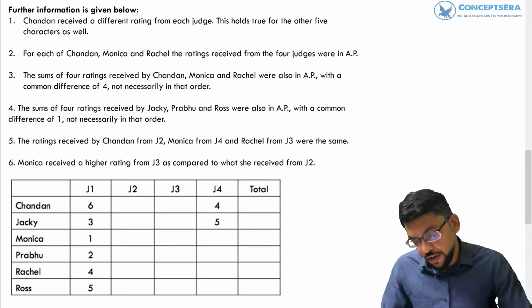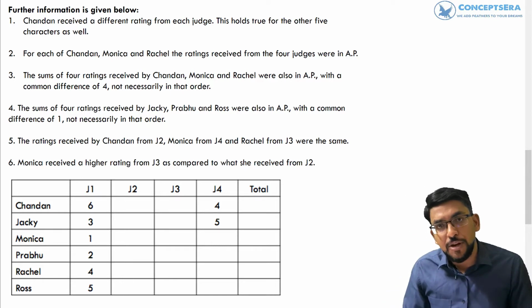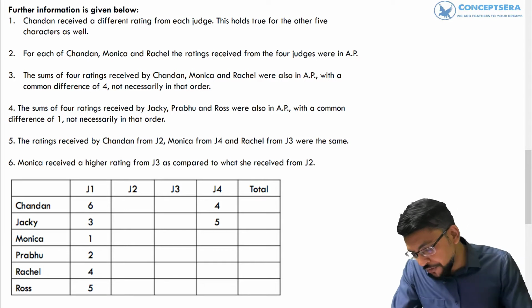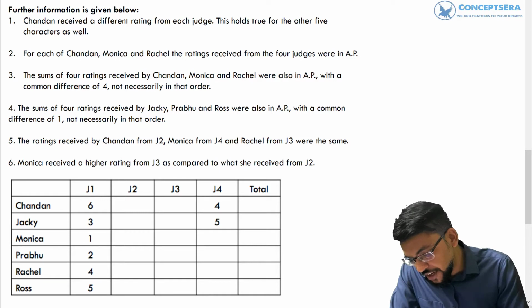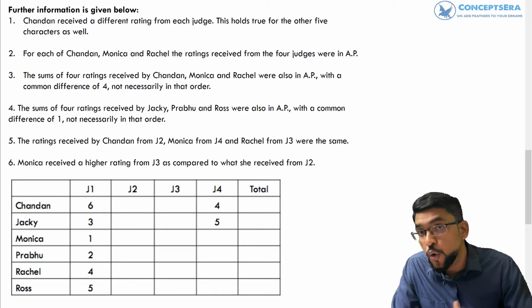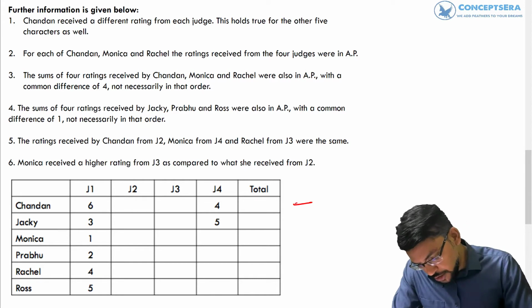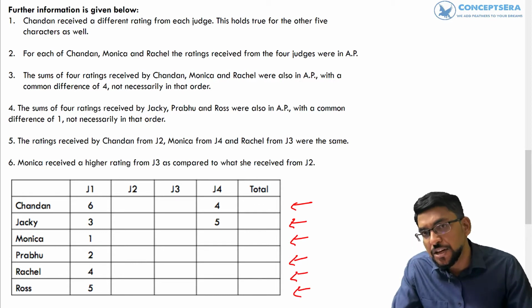So here we go. We have 6 points here and 1 partially filled table, and ultimately we have to fill this particular table with the use of the given 6 points. If you look at the first point, they are saying Chandan received a different rating from each judge, and this holds true for the remaining people also. That means these rows will have different numbers. Everybody is getting a different rating from the judges.